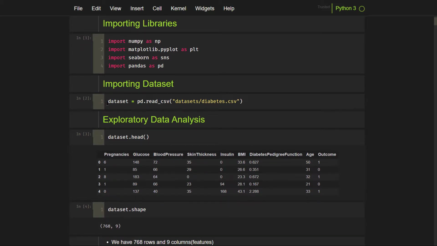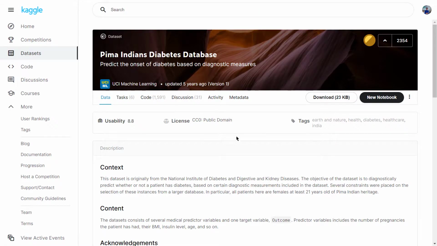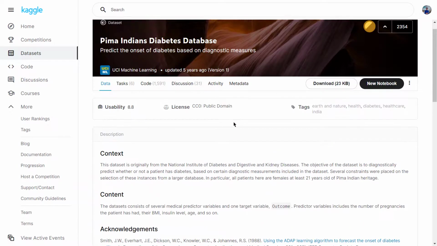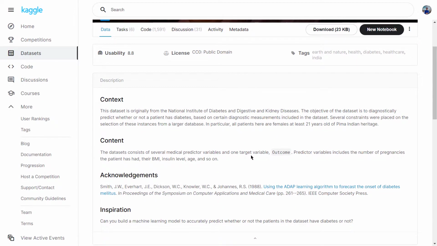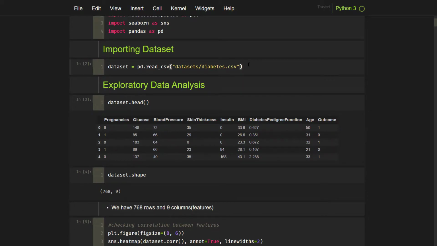Then I import the dataset, which is basically the Pima Indian diabetes dataset. Let me show you. This is the dataset that I've used. This is a very famous diabetes dataset. It is basically a dataset where all the patients are female, so that's why it has a pregnancy column. I'll come to all the columns in a bit. So I've imported the dataset.